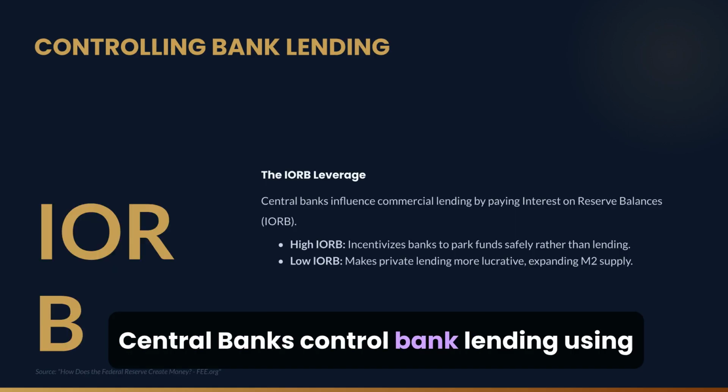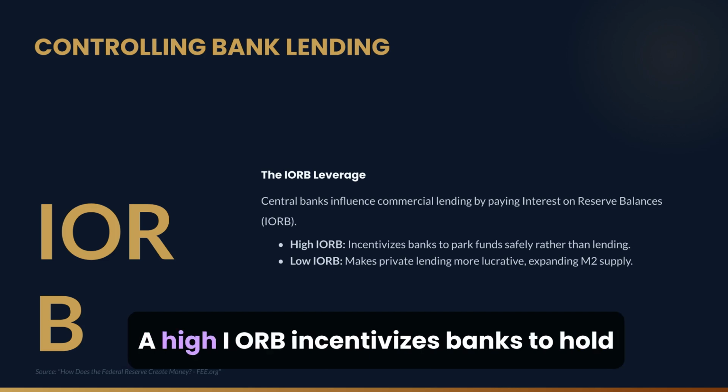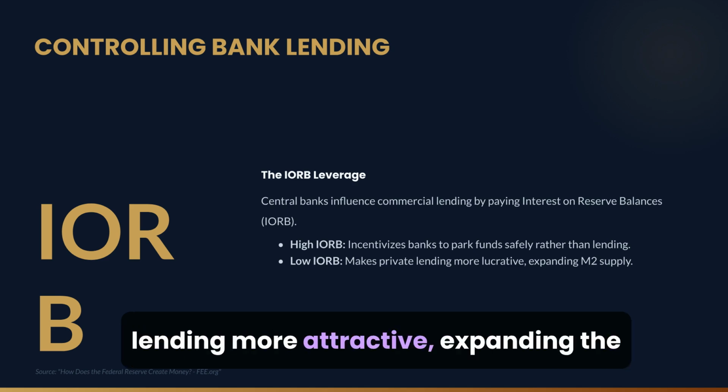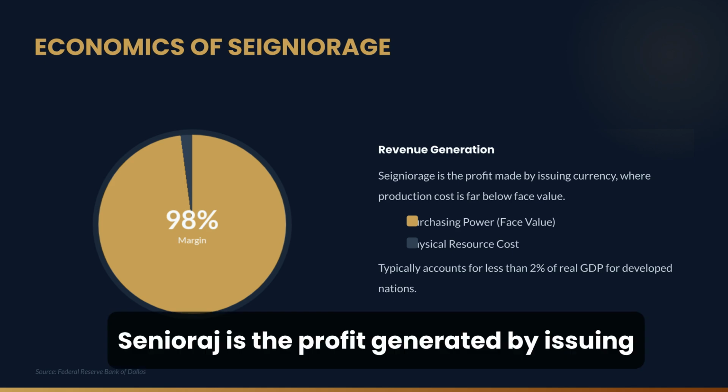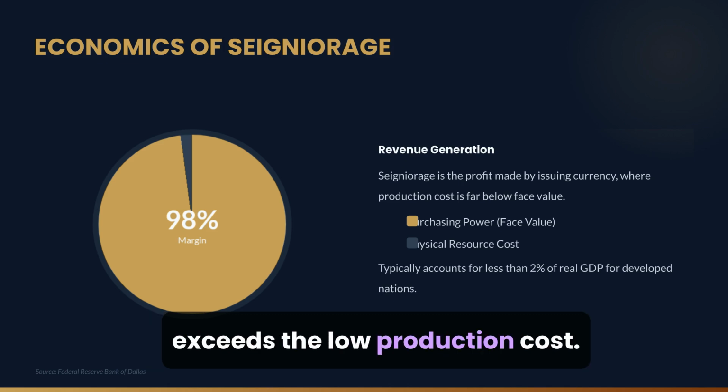Central banks control bank lending using the interest on reserve balances, or IORB. A high IORB incentivizes banks to hold funds, while a low IORB makes private lending more attractive, expanding the money supply. Seigniorage is the profit generated by issuing currency, where the purchasing power far exceeds the low production cost.